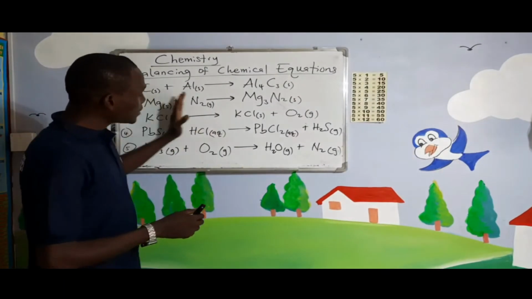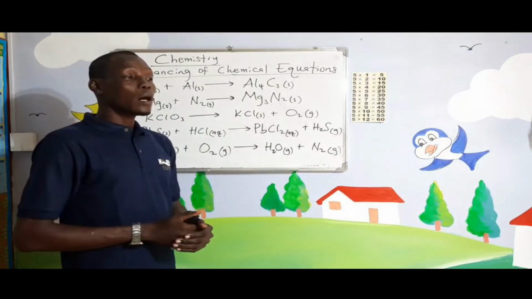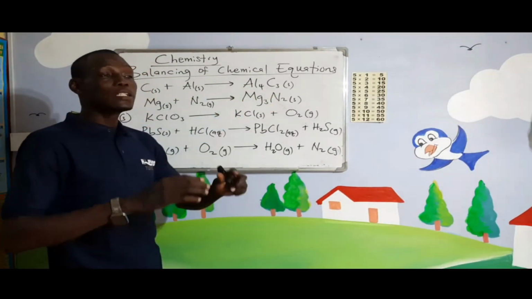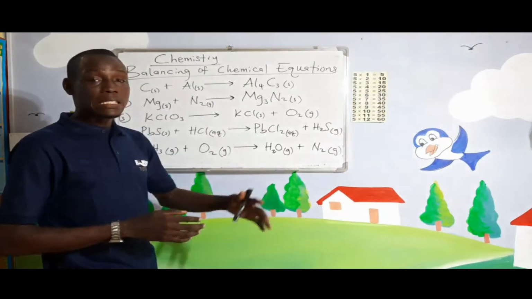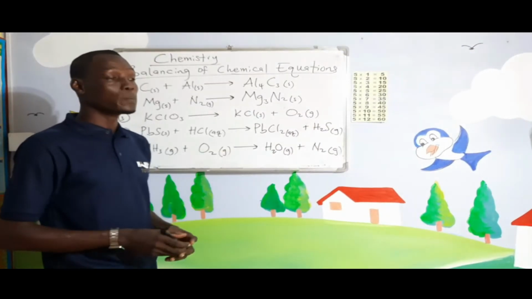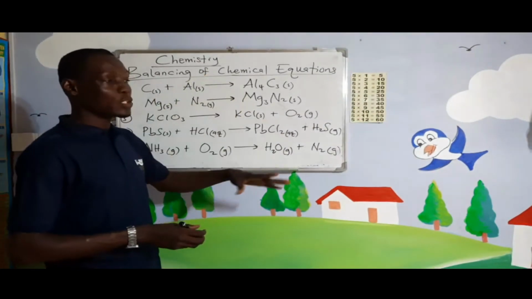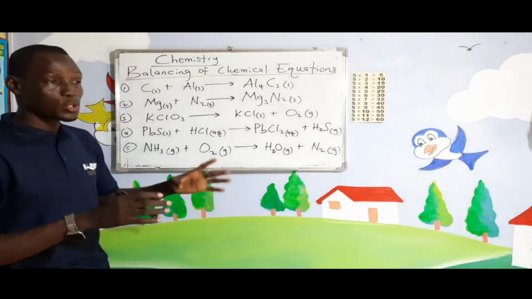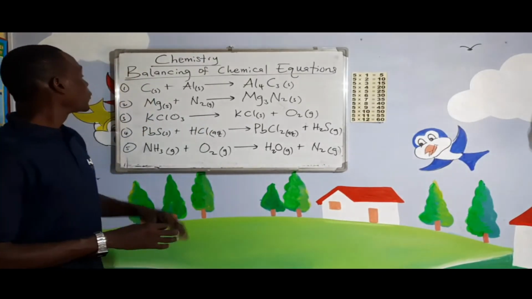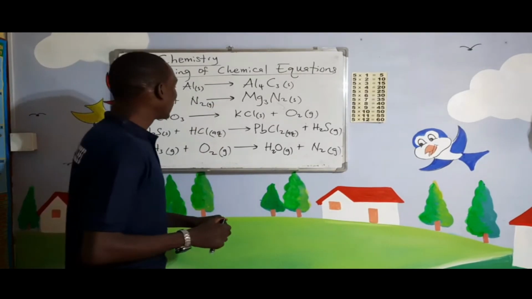So if you write a chemical equation and it's not balanced, what it means is that atoms have been created or atoms have been destroyed, which is not possible. The equation must be balanced to comply with the law of conservation of matter, to show that nothing is created and nothing is destroyed. So we are going to balance the equations we have on the board.